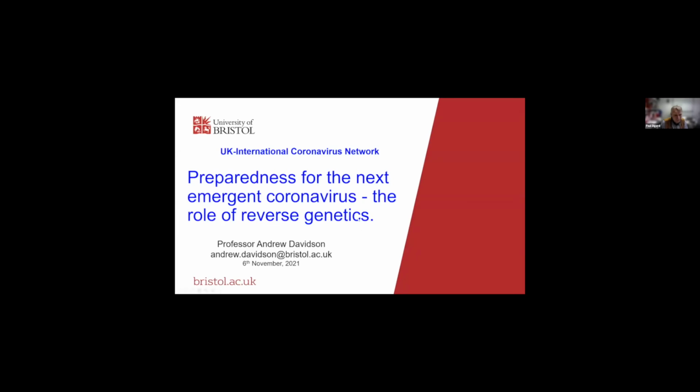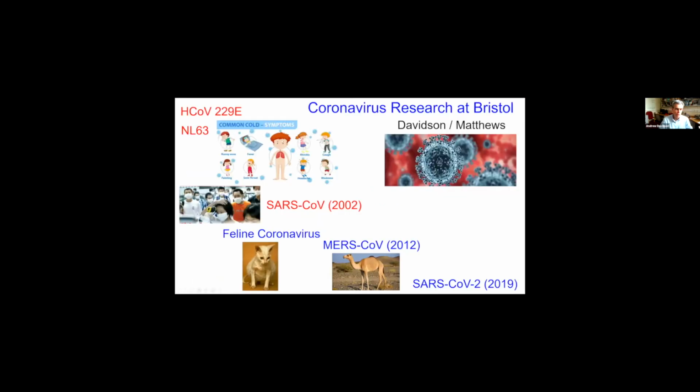Okay. So it's always difficult to predict the future in this session, but I'll talk about a sort of technological platform that I think is familiar to most people that's useful for analysis of coronaviruses, both current and future. So I've been working myself on coronaviruses for over 20 years, initially on some human coronaviruses. Then when I moved to Bristol, SARS-CoV, and then subsequently murine hepatitis virus, feline coronavirus, MERS coronavirus, and then of course SARS-CoV-2. At Bristol, I also work with David Matthews, who's started on MERS and SARS more recently.